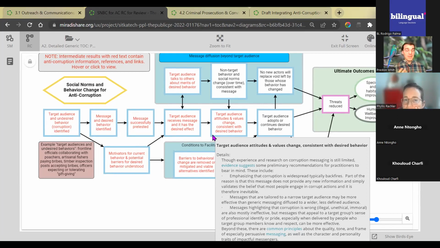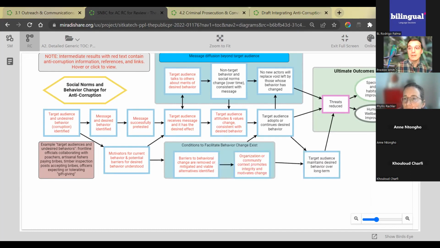And in most cases, you're not really providing any new information, because either people don't understand that behavior is corruption, or they don't expect it.